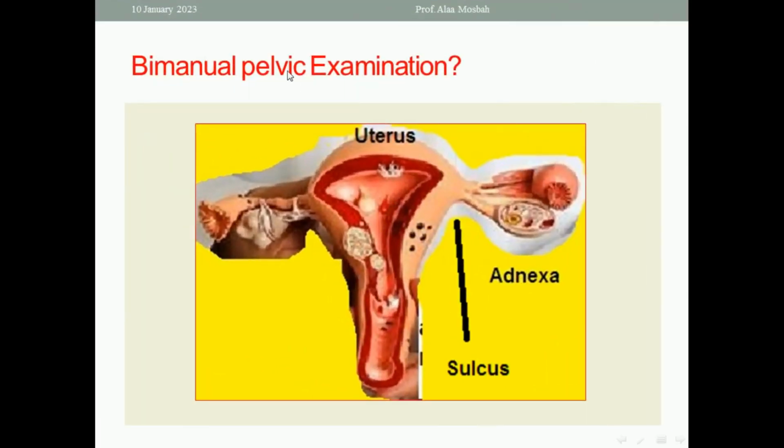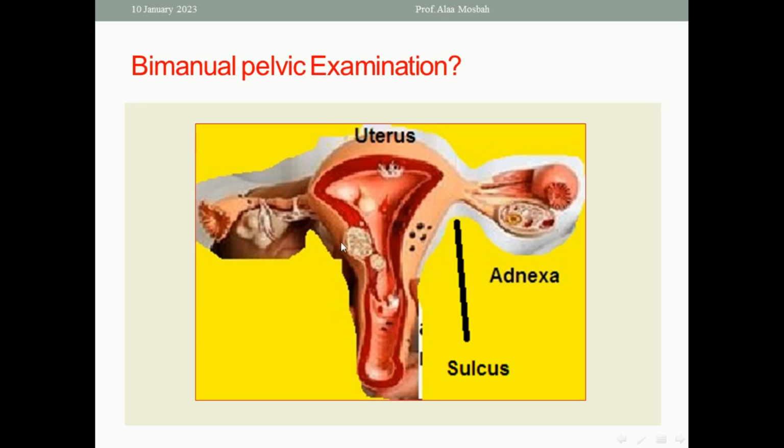What about the bimanual examination? How to differentiate uterine mass from adnexal mass by bimanual examination? During bimanual examination, if I find a sulcus between the mass and the uterus, this is adnexal. So if there is a sulcus between the mass and the uterus, this is an adnexal mass. If there is no sulcus, this is a uterine mass.